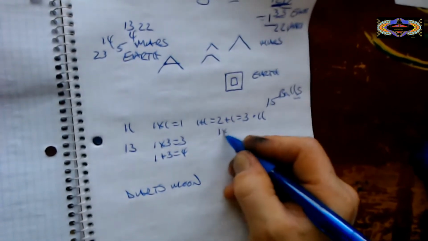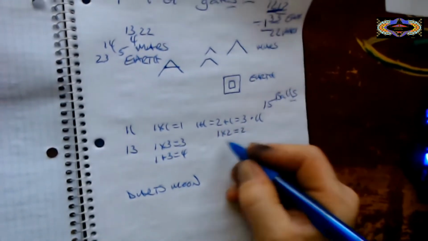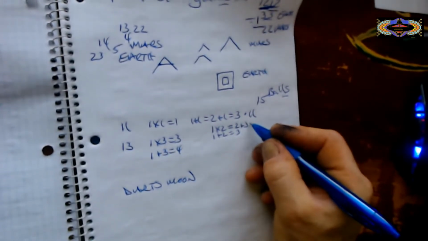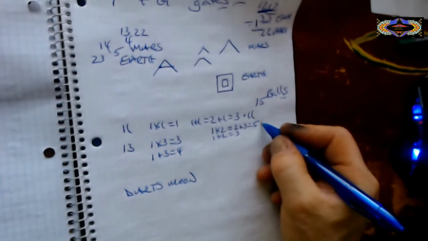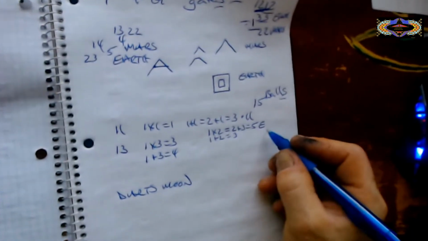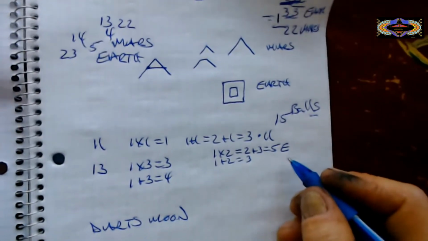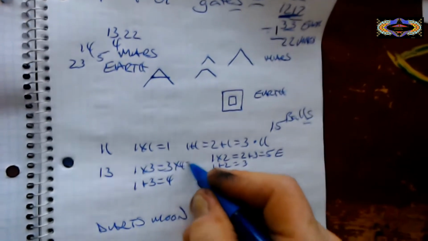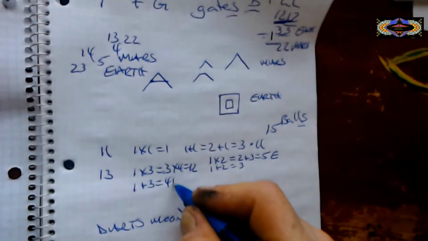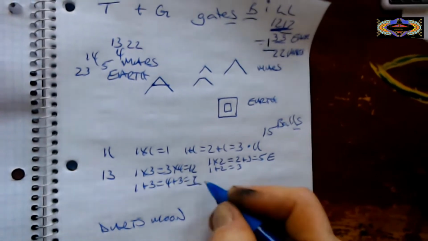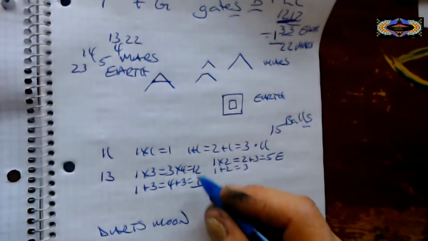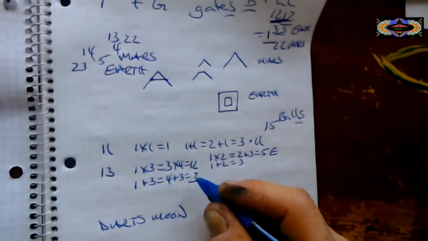I can go 1 times 2 equals 2. 1 plus 2 equals 3. 3 plus 2 equals 5. And I can stop right there, calling it the female E-world, number 23, Mars, Earth. And then this one over here, I can multiply it and equal to 12 and add it equal to 7. You see 7 and 3 come together over here? 7 and 3 come together.